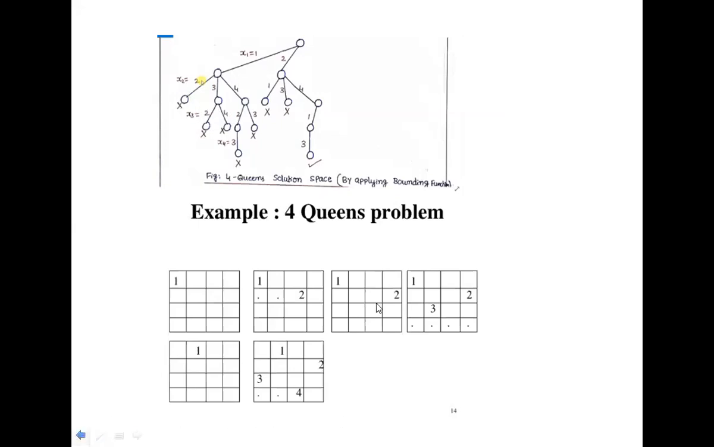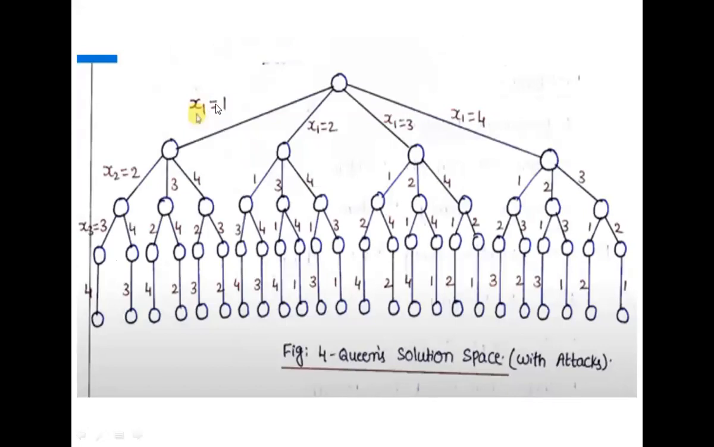See here in this diagram. When I put queen 2, then this function is not working here. So see how I draw this one, how I am neglecting this one. See here, we have a table here.